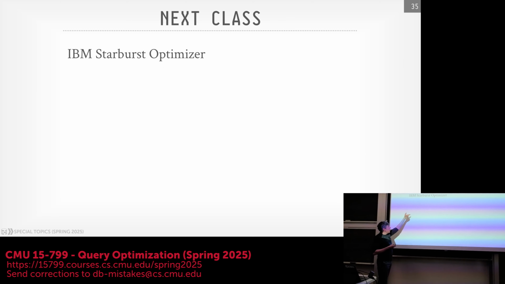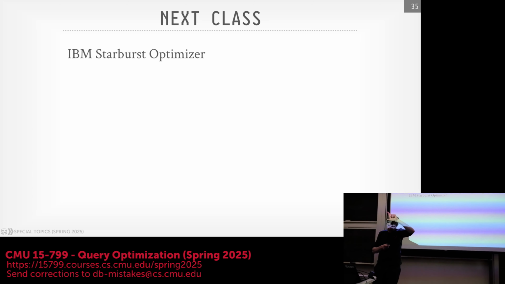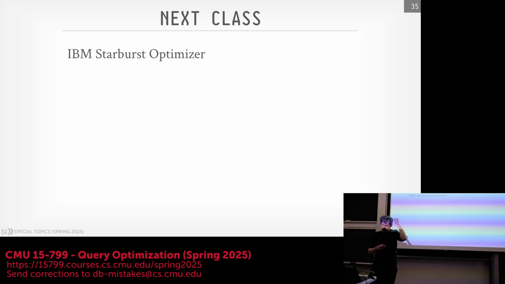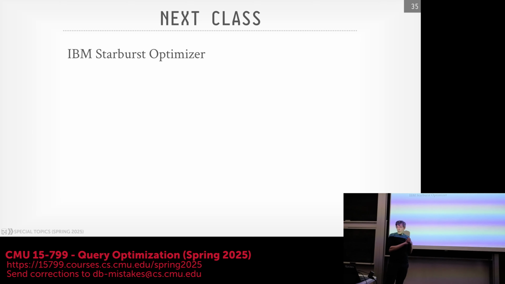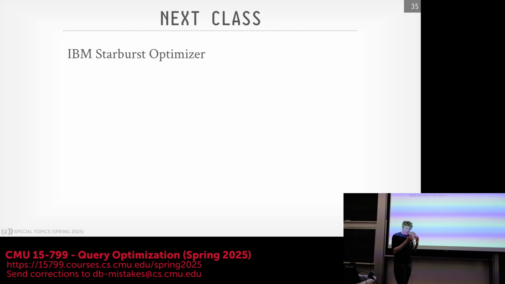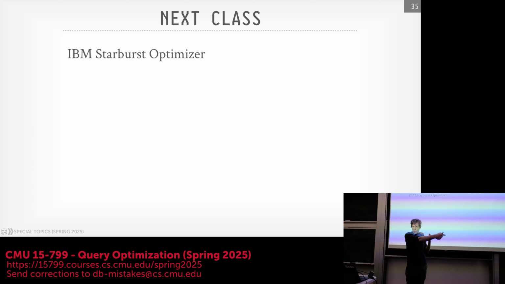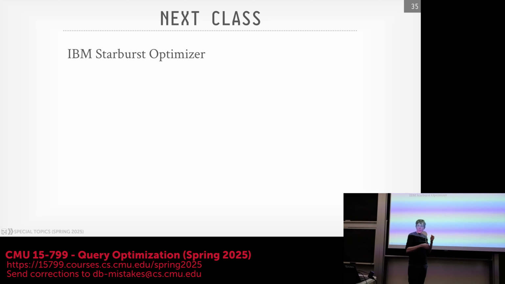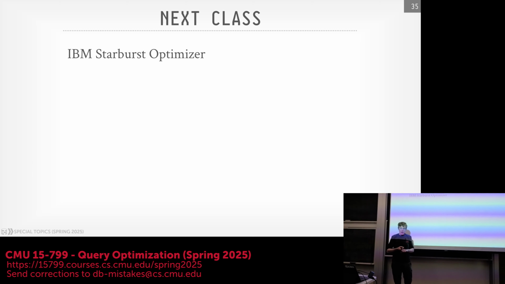All right, so that's it for today. I still need to assign the IBM paper to read for Wednesday's class. Monday's a holiday. I'll take care of that tonight. But the Starburst optimizer is going to be the next generation query optimizer that IBM built after System R. As I said, the first implementation of the basic idea of the System R optimizer showed up in the first release of DB2, but then the IBM research team went ahead and built this Starburst thing, which still exists today.